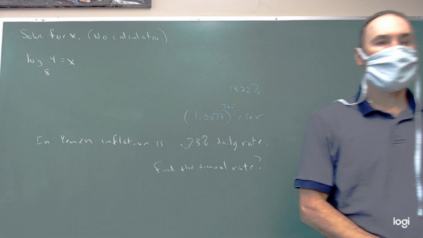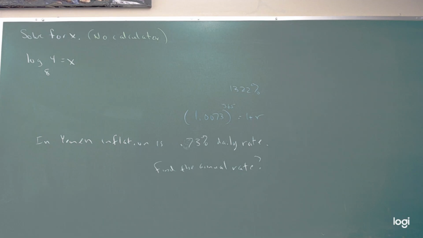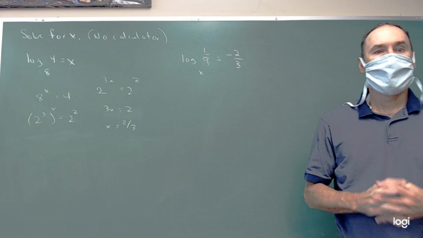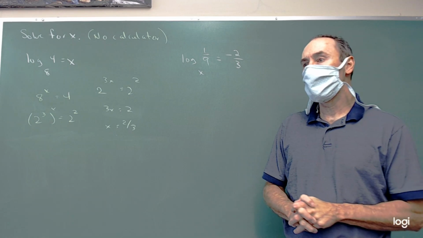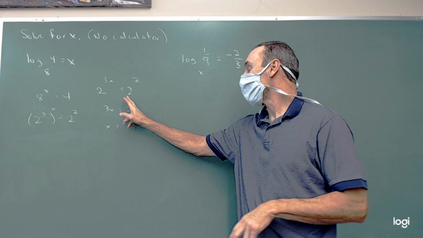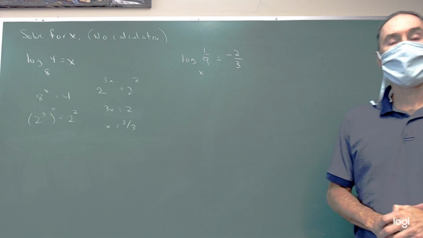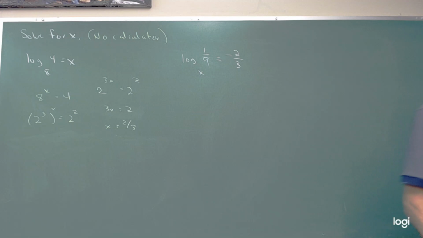See if you can do this one at the board. So we're writing the corresponding exponential. I write both sides as powers of 2. Once you get power equal to power with the same base, we can drop the bases. We should get 2/3. We'll try another one.